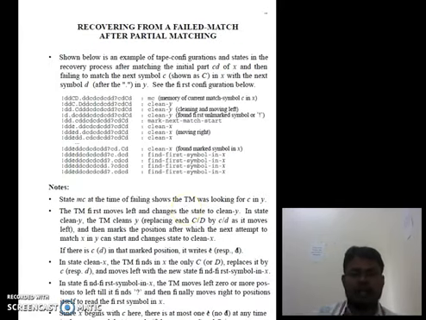Similarly, we can implement the same thing when we have a complete string which is partially matching, which we will discuss in the next class.